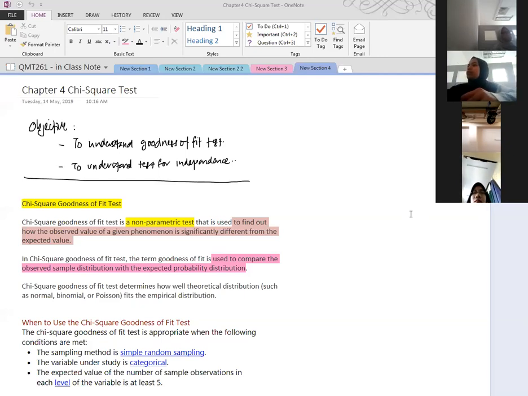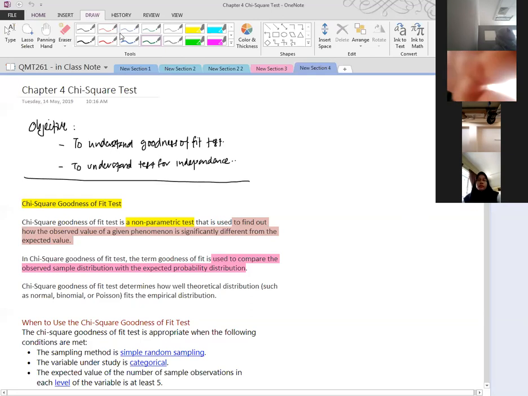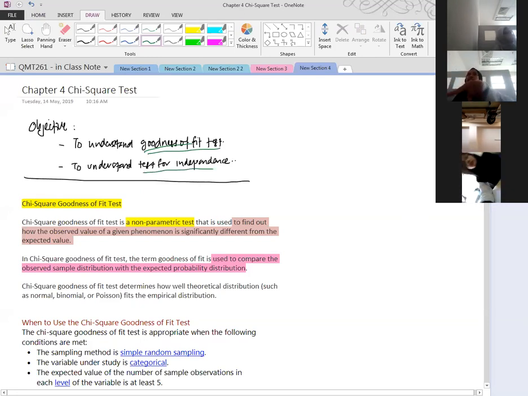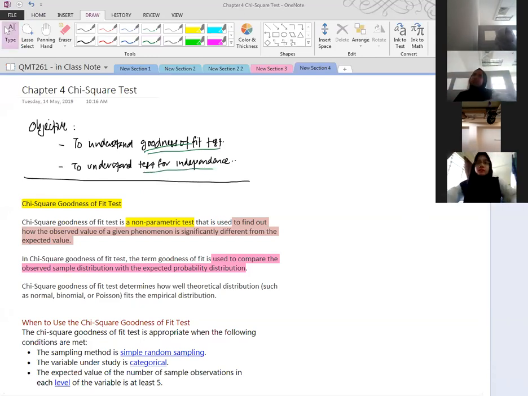So this is a very simple topic. Hopefully we can finish it by today. The objective for this topic is to understand two things. First is the goodness of fit test. Another one is the test for independence.